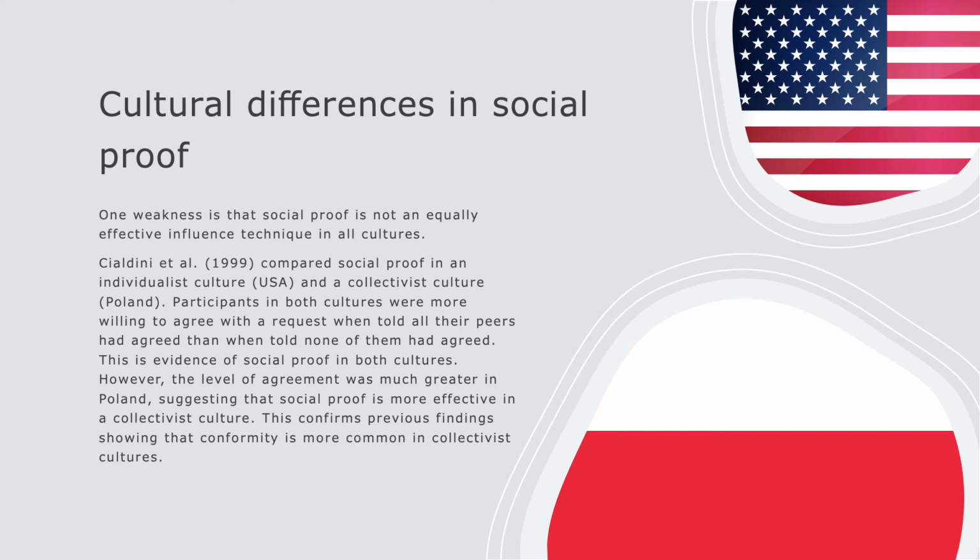But the level of agreement was much greater in Poland, suggesting that social proof is more effective in a collectivist culture. This confirms previous findings showing that conformity is more common in collectivist cultures. So this means that campaigners and advertisers who wish to use social proof must take cultural factors into account, where usually they don't, because they don't tend to change their advertising between cultures, but maybe that is a good idea in order to meet these cultural differences.